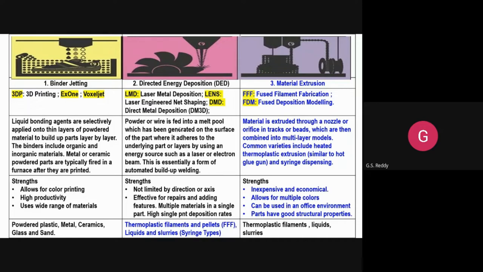The third method is material extrusion. Here, fused filament fabrication is also known as fused deposition modeling. Material is extruded through a nozzle or orifice in tracks or beads, which are then combined into multi-layer models. Common varieties include heated thermoplastic extrusion, similar to a hot glue gun, and syringe dispensing. The strengths of this process are that it is inexpensive and economical. It allows for multiple colors when you're talking about polymers, and it can be used in an office environment also. Parts have good structural properties, and the materials used are mostly thermoplastics, filaments, liquids, and slurries.